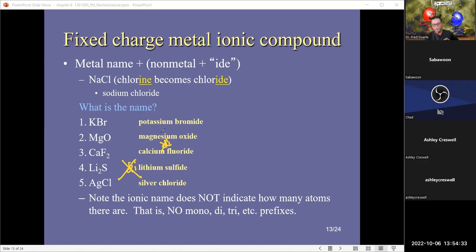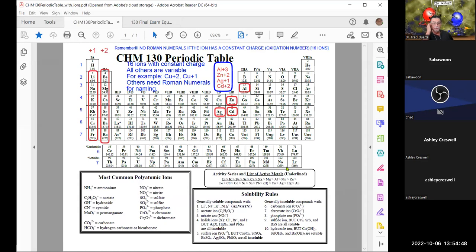Again, no Roman numerals here, okay? Because these are fixed charge metals. And you might refresh your memory. These are the ones that I got circled in red. Group 1, okay. Group 1 right here, group 2 right here, and then these 4. So aluminum, zinc, silver, and cadmium. Those are the fixed charge metal ions. Everybody else has variable charges, and we use Roman numerals for those.